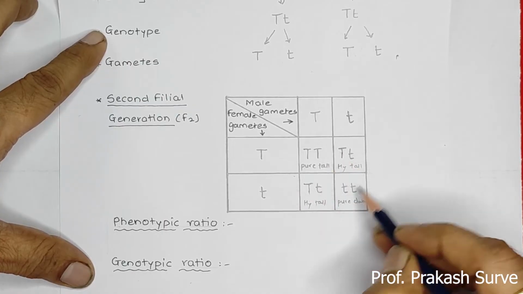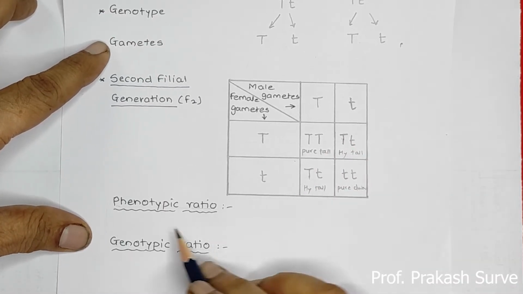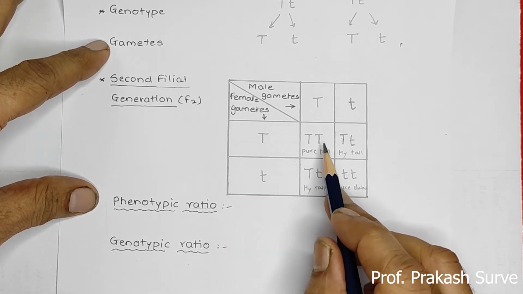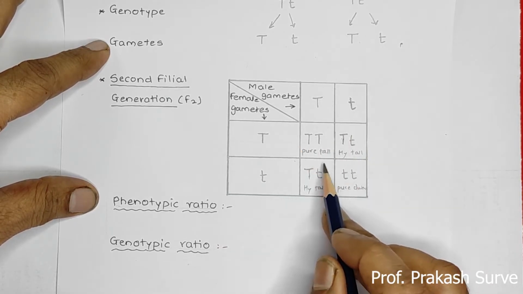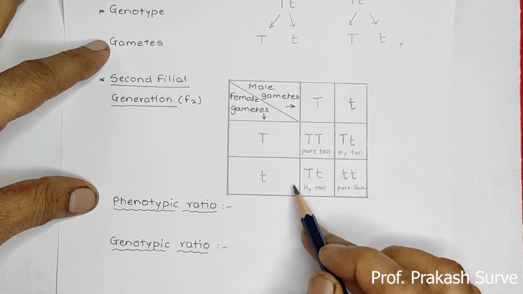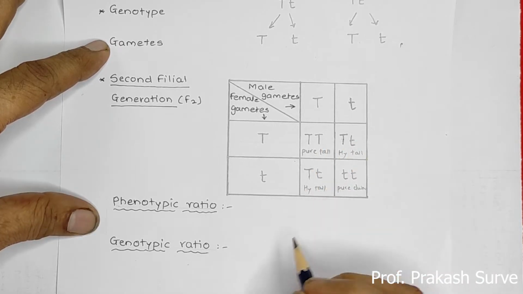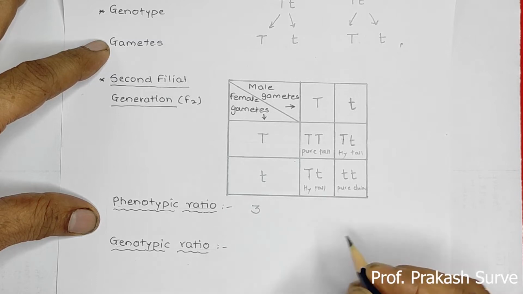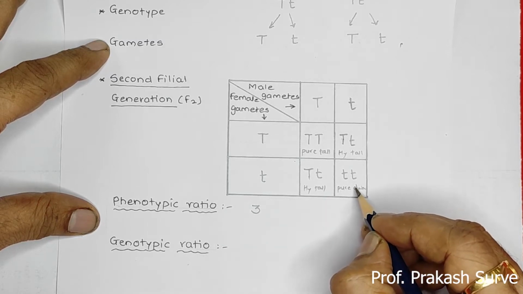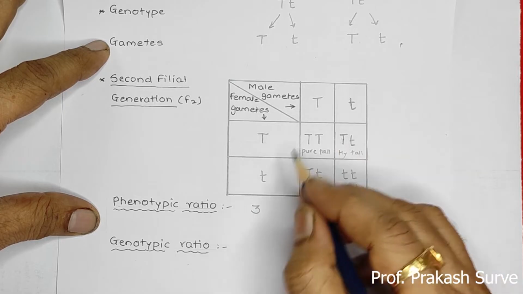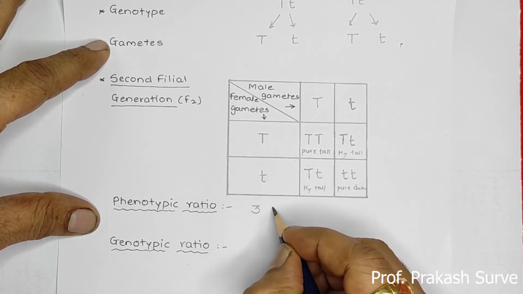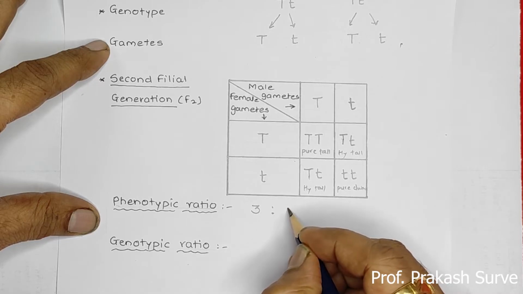Okay, so from this we get the phenotypic ratio. Phenotypic means what we observe from the outside. This one is tall, this one is tall, and this one is also tall. So three are tall, and that's why the phenotypic ratio is 3. And for the dwarf, only 1 is there. So phenotypically, 3 are tall and 1 is a dwarf. That's why the phenotypic ratio is 3:1.